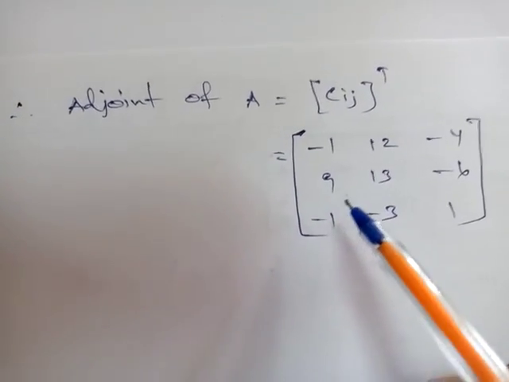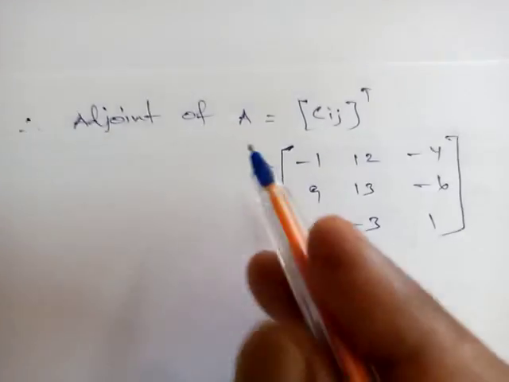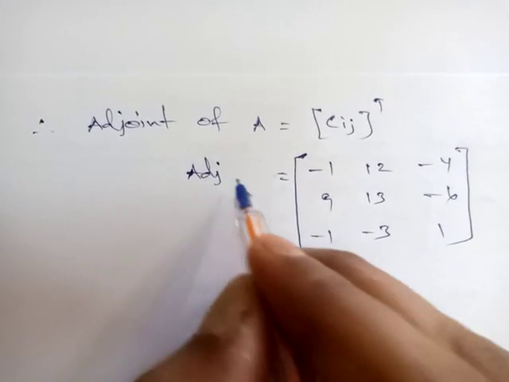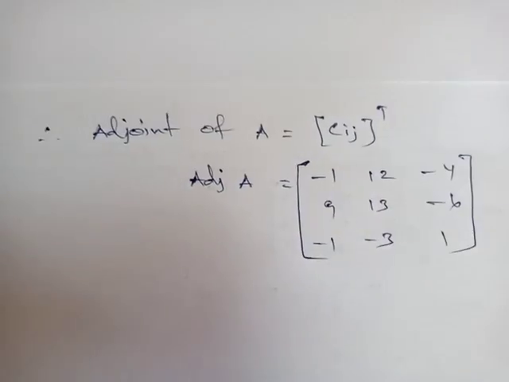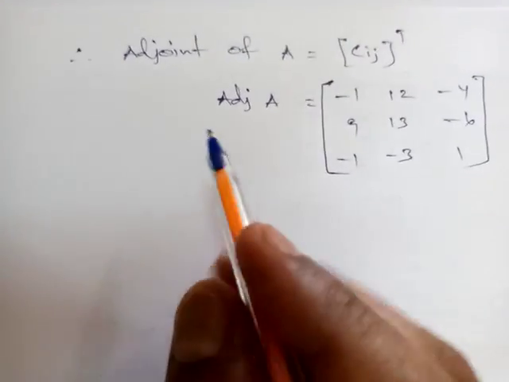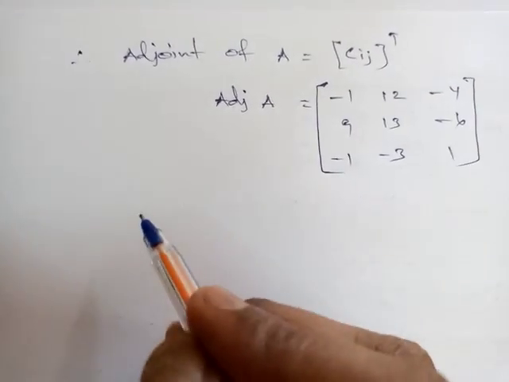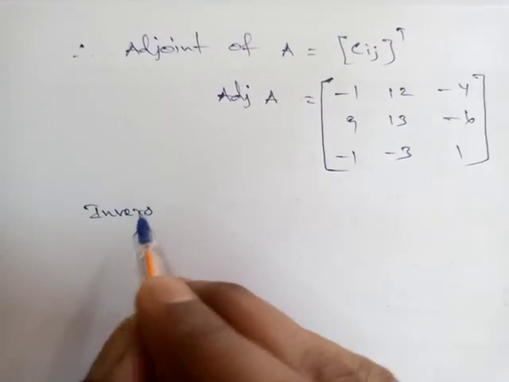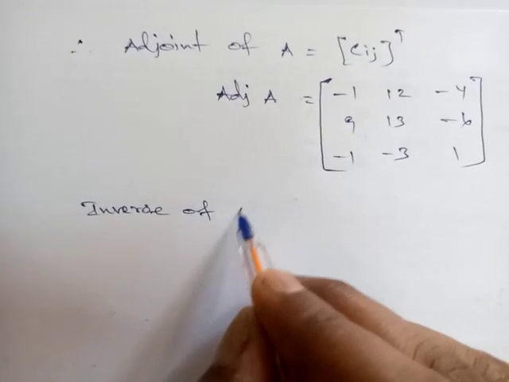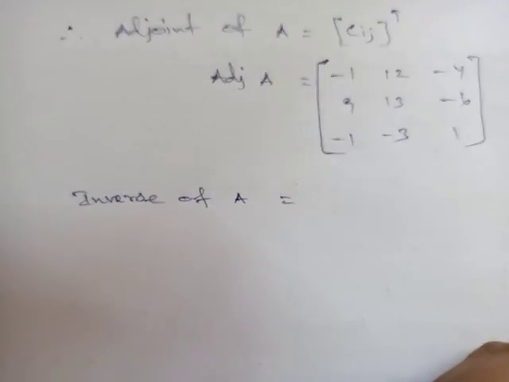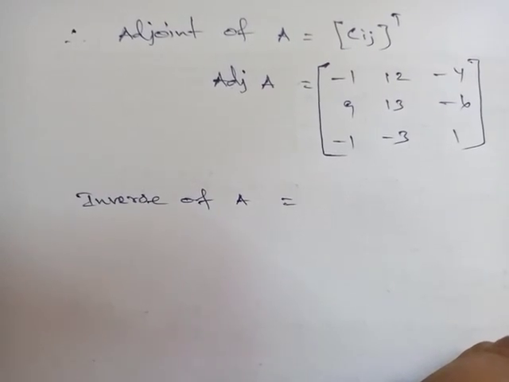What is meant by transpose? Change these rows into columns. So this is called the adjoint of A. Shortly, we can write adj of A. Okay, right. Now by using the adjoint of A, we can find the inverse of a given matrix. Already we found the inverse of A by row transformation. This is one more method, using the adjoint.